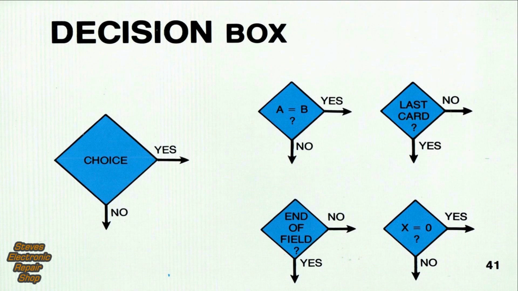The diamond-shaped decision box is really the heart of the flowchart. It allows a logical choice between two conditions and therefore controls the direction of flow. If a condition is satisfied, the yes route is taken. If the condition is not satisfied, the no route is selected. Typical examples for the use of a decision box are shown on the right. Notice that the yes route can either be from the side or from the bottom.